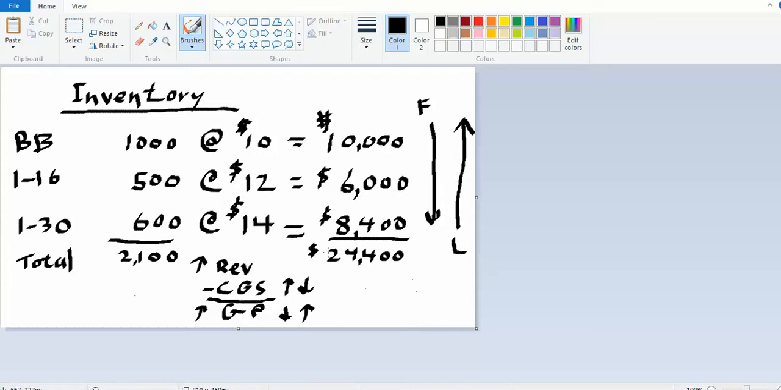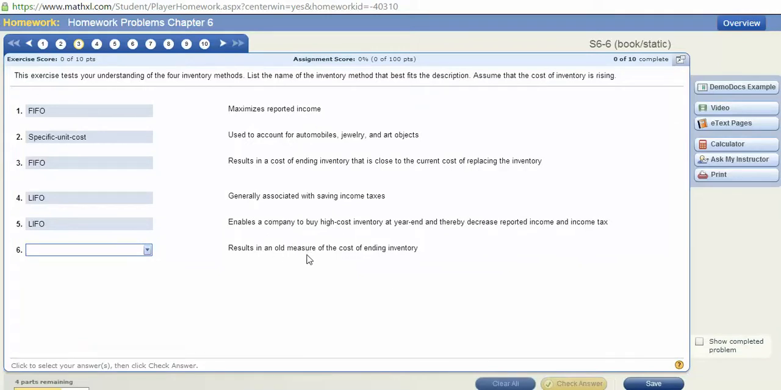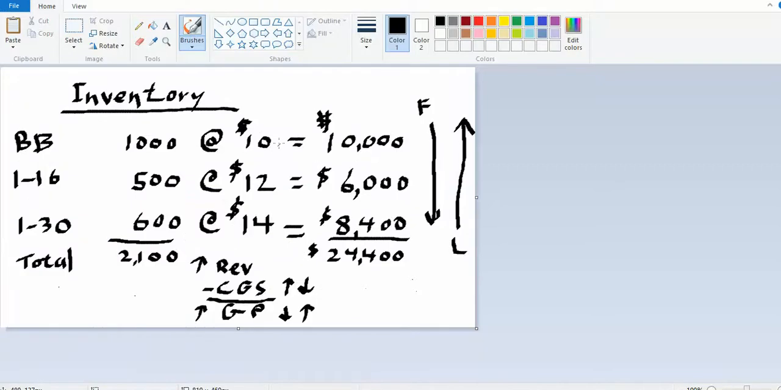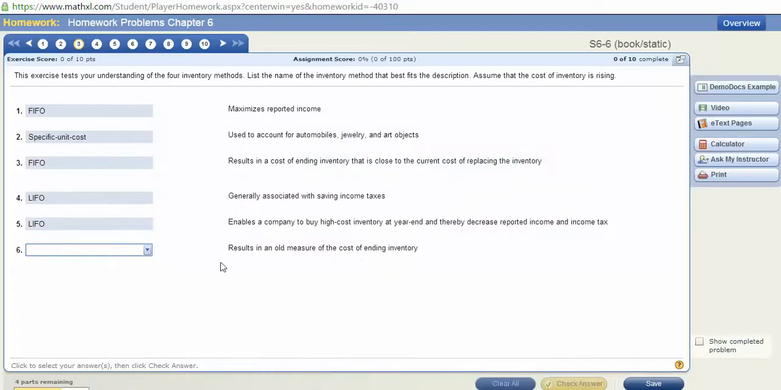LIFO would do the opposite. Let's say we sold 1,100. LIFO would sell these two layers completely out and keep this oldest layer that came in at the beginning of the period. So this $10 does not reflect the cost right now. It would be an old measure of what these things you're buying actually cost. So LIFO would give you an old measure or an old version of the price.